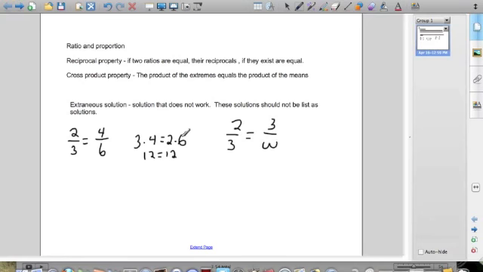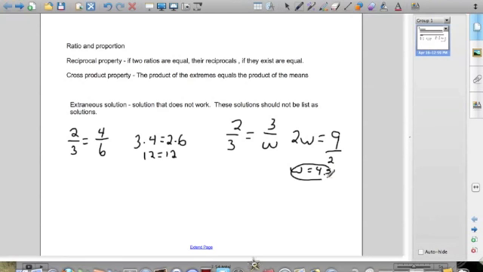You use the cross product rule to solve for W. So you take 2 times W, which is 2W. You take 3 times 3, which is 9. So I have 2W is equal to 9. I divide by 2 on both sides, and basically W is equal to 4.5.